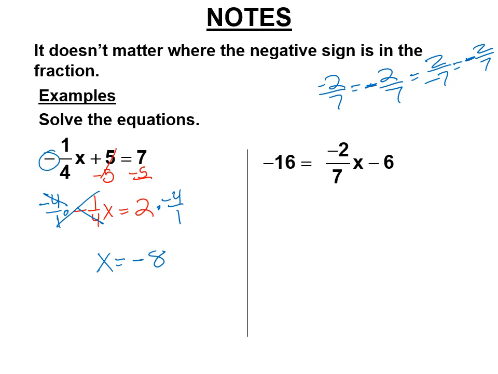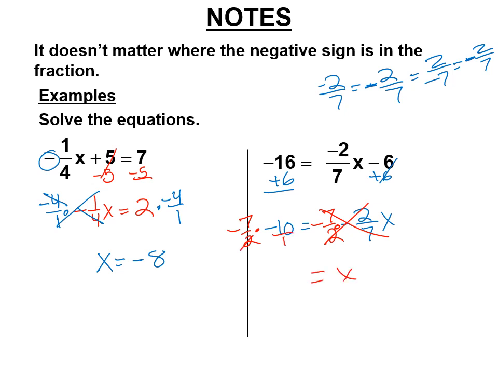All right, so let's see how this affects this problem. So we add 6 to both sides. Negative 16 plus 6 is negative 10. So this is negative 2/7. Negative 2 divided by 7 is negative 2/7. So to get rid of negative 2/7, I multiply by the reciprocal, which is negative 7/2. Those all cancel, you get x. If you want to put a 1 over there, you can. 2 goes into negative 10 negative 5 times. So it's negative 7 times negative 5, 35 equals x.